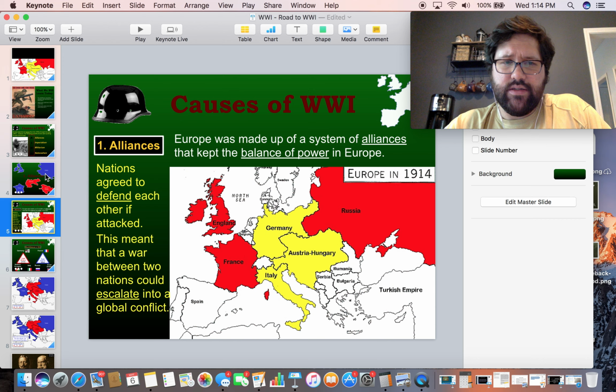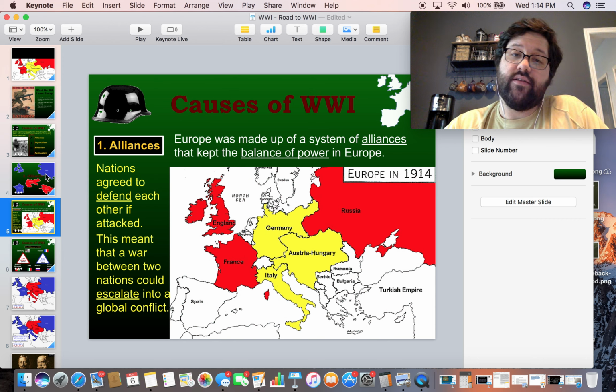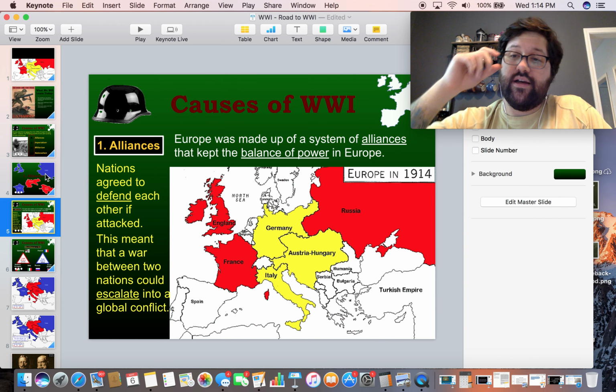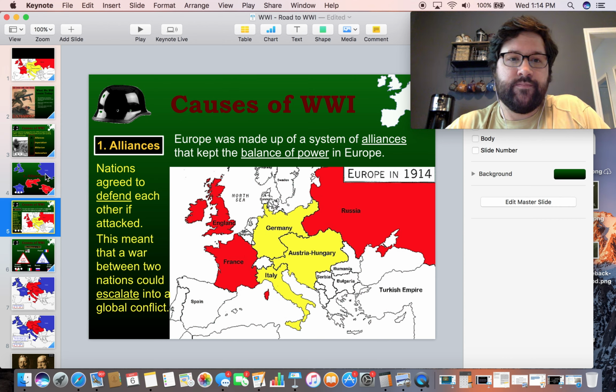Okay, so alliances, the first thing. It says Europe was made up of a system of alliances that kept the balance of power in Europe. Now, how did these alliances keep a balance of power? Well, first, nations agreed to defend each other if they were attacked. This meant that a war between two nations could escalate into a global conflict.